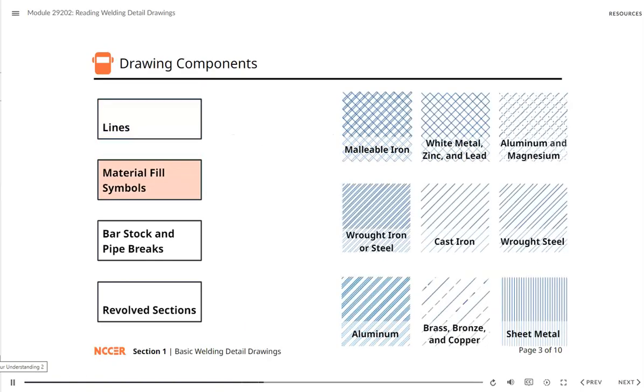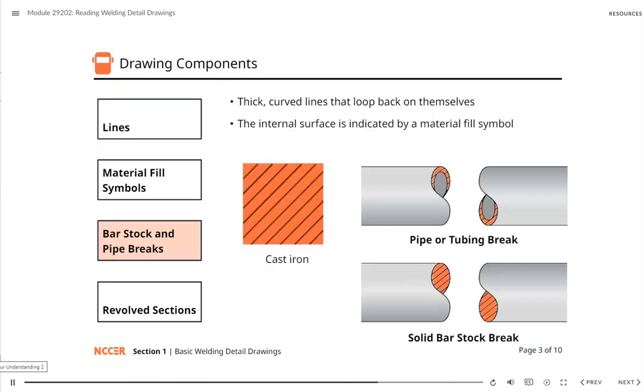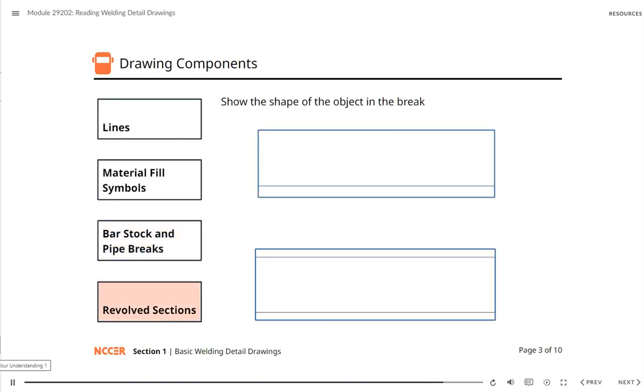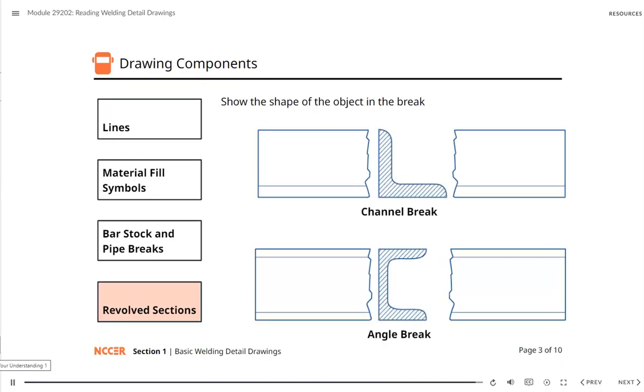Material fill symbols are patterns of lines that identify the internal surface material of the exposed cut. Thick, curved lines that loop back on themselves show a solid bar stock break or a pipe or tubing break. The internal surface is indicated by a material fill symbol. Breaks show where a section has been removed to save space on the drawing. Revolved breaks show breaks in a drawing, but they also show the shape of the object in the break.